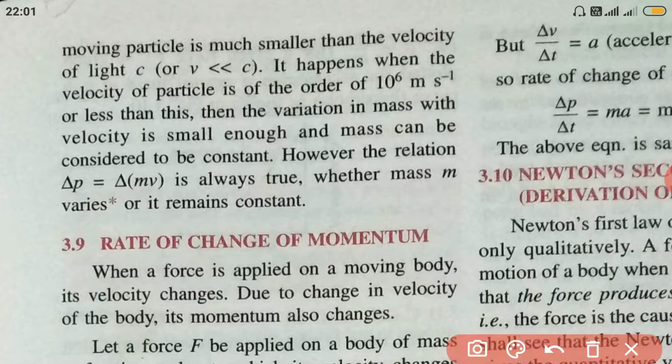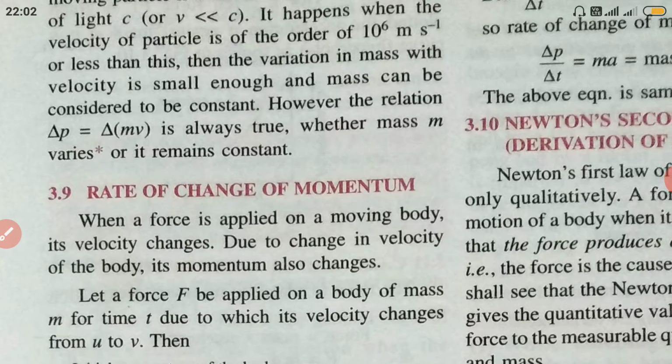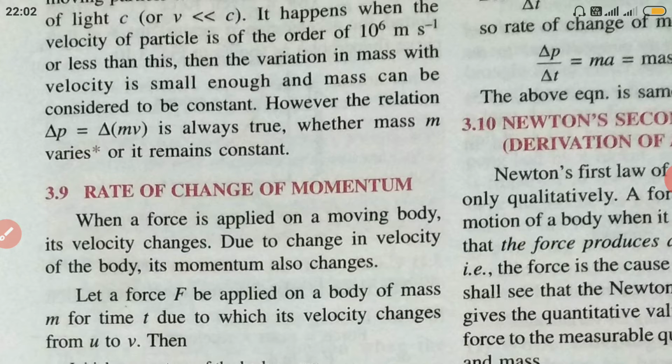That means if the velocity of the particle is very small compared to c, the maximum value of velocity, when the velocity of the particle is of the order 10 to the power 6 meter per second or less than this, then the variation in the mass with the velocity is small enough and the mass can be considered constant. However, the relation del P equals del mv is always true whether mass m varies or remains constant, because change in momentum is because of change in mass or change in velocity or both.